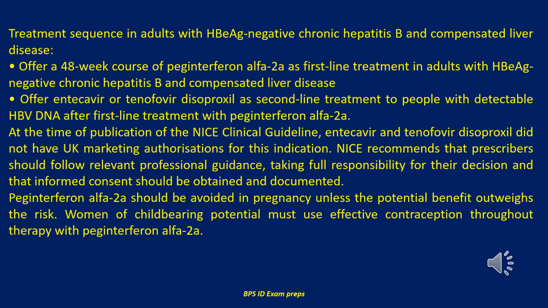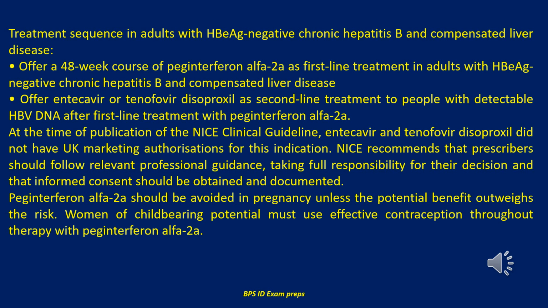Treatment sequence in adults with HBeAg-negative chronic hepatitis B and compensated liver disease. 1. Offer a 48-week course of peginterferon alpha-2A as first-line treatment in adults with HBeAg-negative chronic hepatitis B and compensated liver disease. 2. Offer entecavir or tenofovir disoproxil as second-line treatment to people with detectable HBV DNA after first-line treatment with peginterferon alpha-2A. At the time of publication of the NICE clinical guideline, entecavir and tenofovir disoproxil did not have UK marketing authorization for this indication.